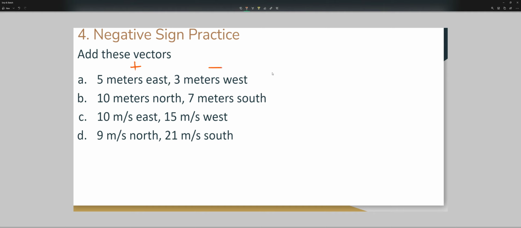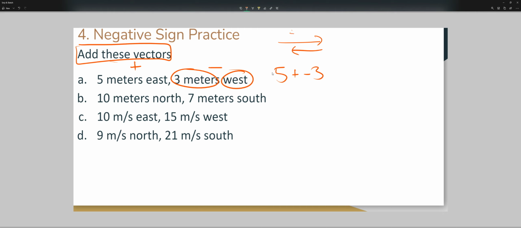And so, well, I want to add these two vectors, or how would I add these two vectors? Well, I would do 5 plus -3, right? West indicates that the number is negative. We're going 5 meters east and then 3 meters west. So this would be +5 and this would be -3. And then you would get +2 meters.